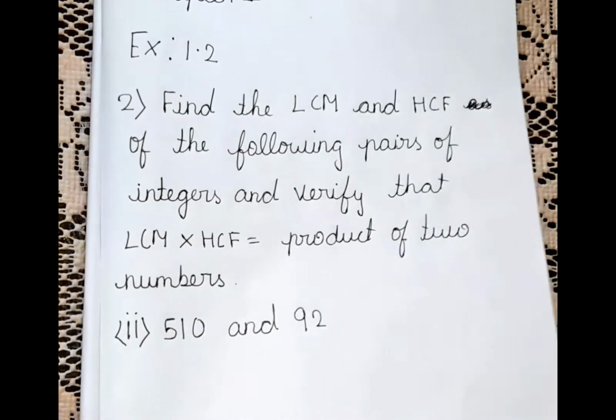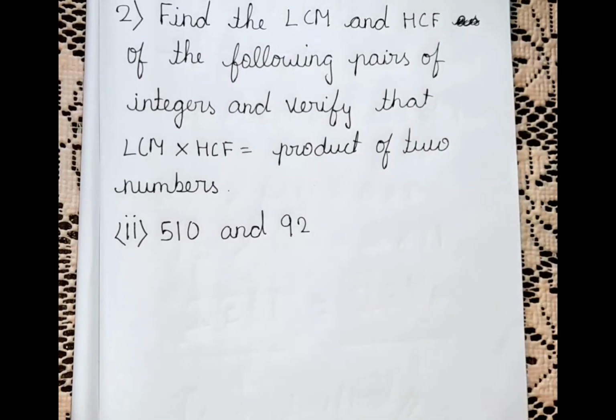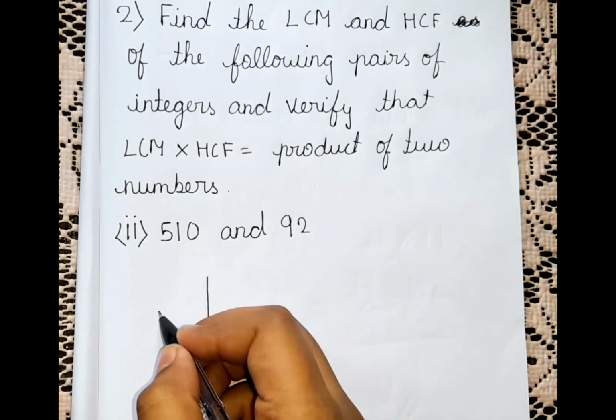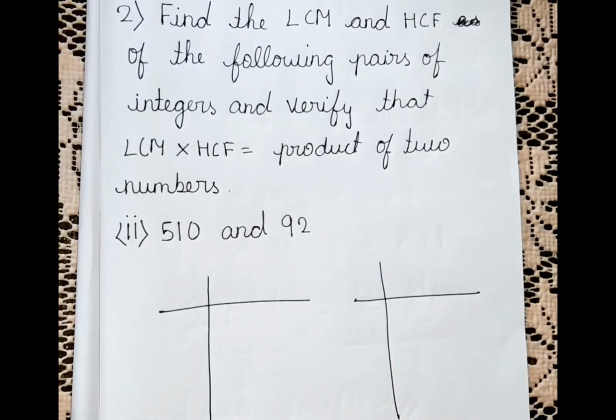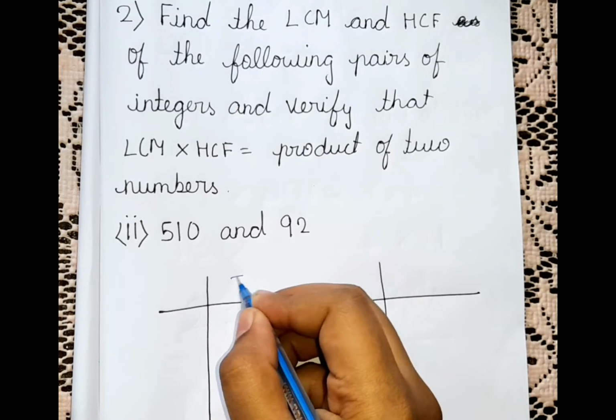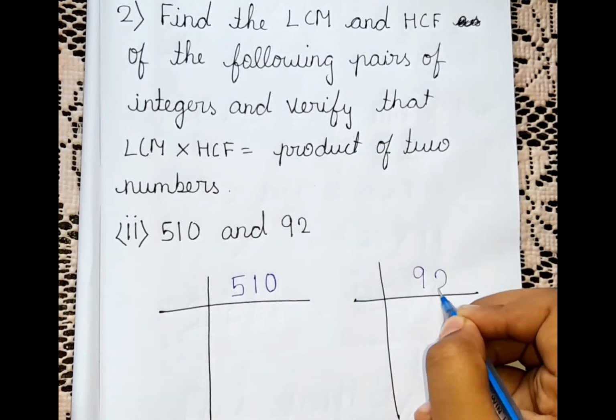First of all, as you guys know, we have to find its prime factors. You guys know how to find the prime factors. So now let's do it. Okay, first I am drawing. So here I am writing 510, which is in the question, and here I am writing 92.